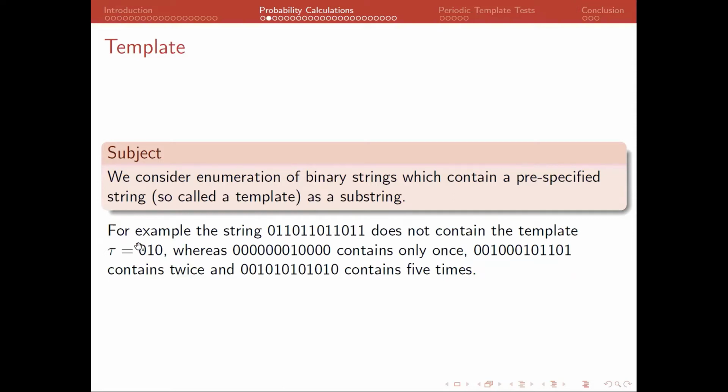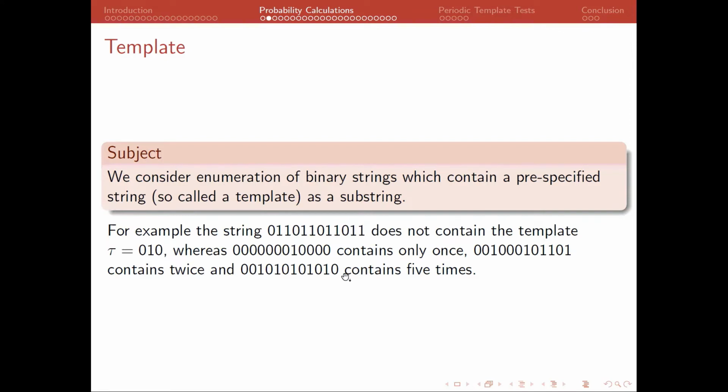For this one, if you choose 0, 1, 0, you see that there isn't any 0, 1, 0 subsequence. But this one contains 1. This one contains twice, this one and this one. And here is what is important: this one contains 5 because we count in overlapping. 0, 1, 0 is the first one, this is the second one, the third one, the fourth one, and the fifth one.